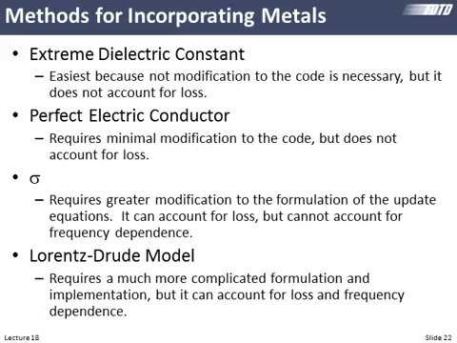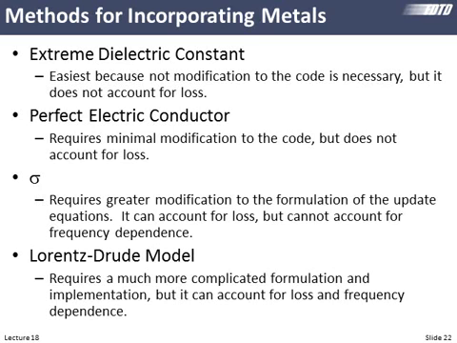So there's four, and there's even more than that, but there's four main techniques that we talk about in this course, how to incorporate metals. The first and the easiest is just use an extreme dielectric constant. Wherever you want a metal, set the dielectric constant to something like 100,000. That will essentially force the field there to be 0.